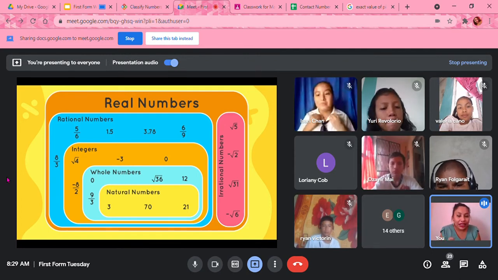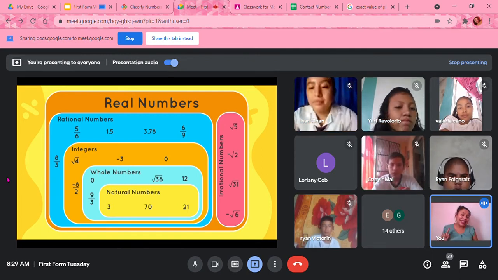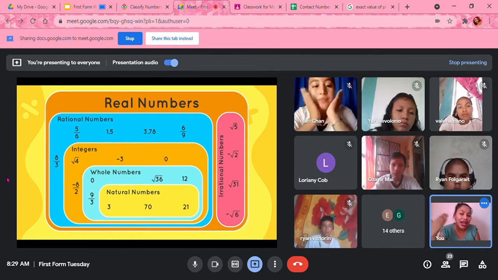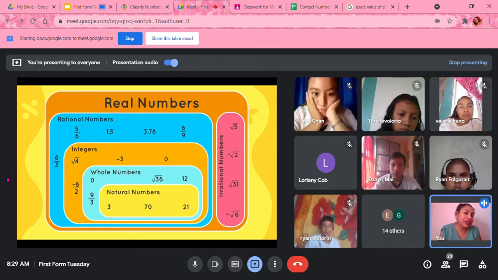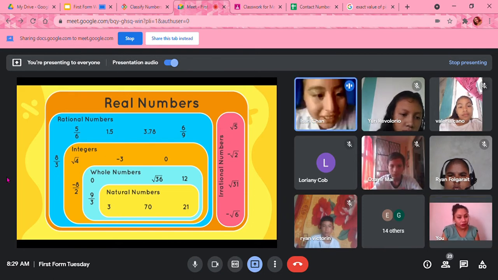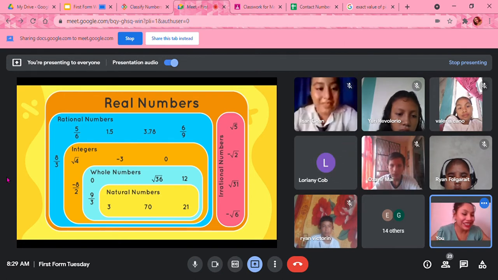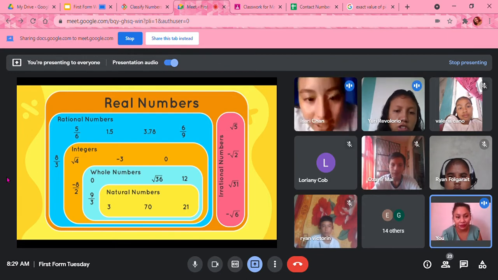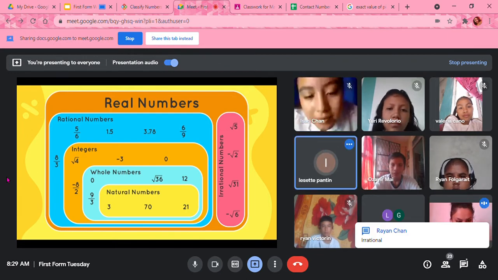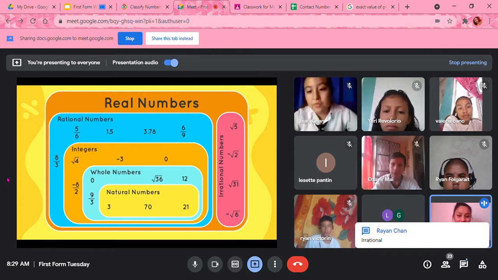Now, let's say I'm talking about square root of 5. Who can tell me what kind of number? Where is square root of 5 in this diagram? Irrational. Very good.